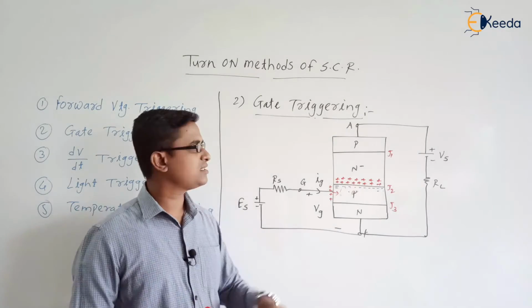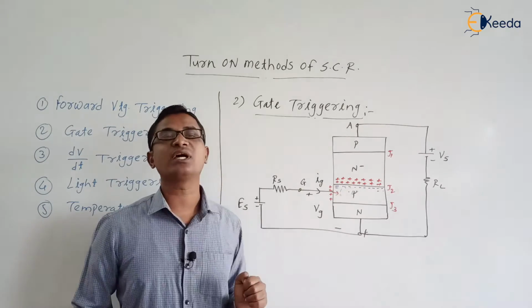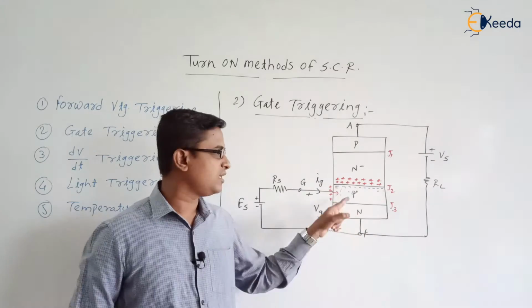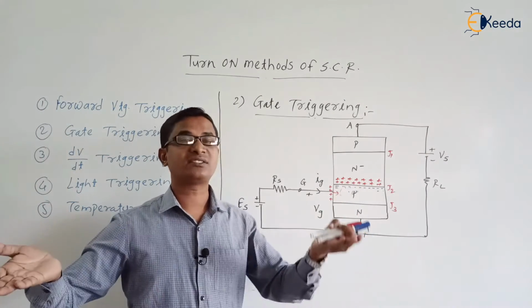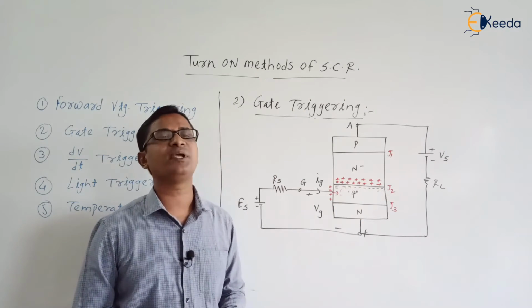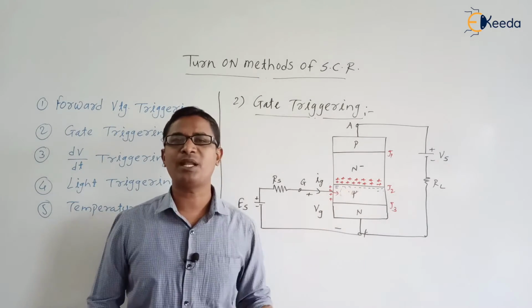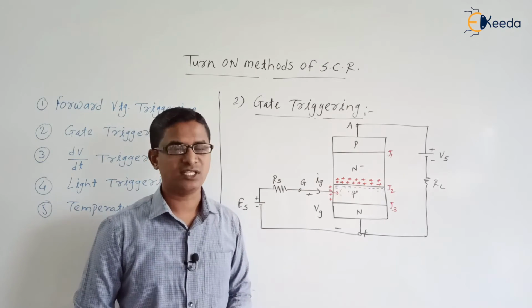It is helping the SCR to trigger. Are you getting the point? So the more the gate current, the faster will be the injection of positive charges into the inner p type layer. Higher the gate current, faster will be the injection of positive charges into the inner p type layer. So the more positive charges entering the inner p type layer, the faster will be the reduction of the width of the depletion layer across junction J2.